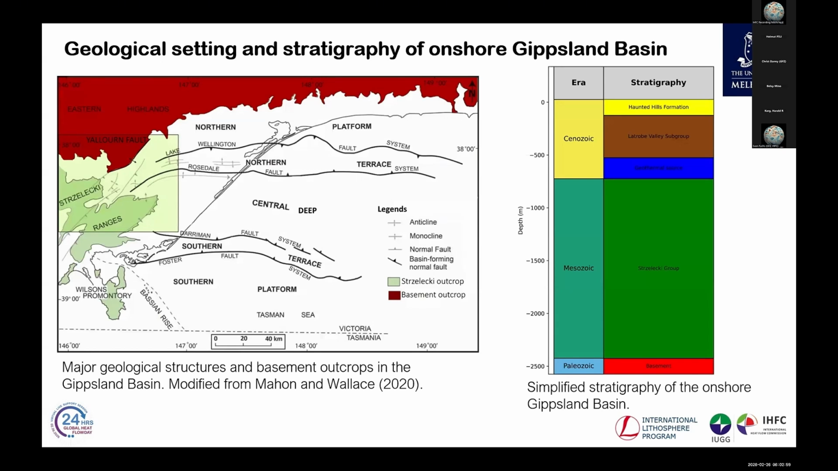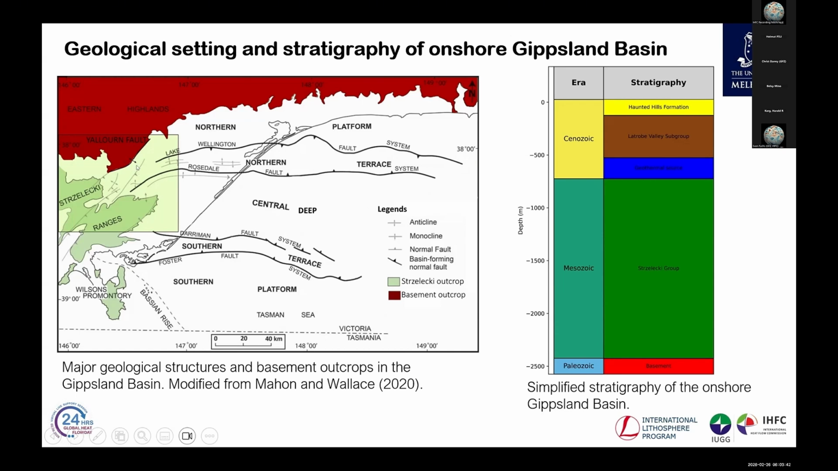Here is the geological setting and stratigraphy of the onshore Gippsland Basin. The left-side map shows the major geological structures and some basement outcrops in the basin. As I mentioned earlier, there are two sections of the basin. This line is the coastline, the boundary between the onshore and the offshore. All the way to the east is the offshore, and this part is the onshore, comprising just 25%. The rectangular greenish shape is the extent of the study area where we are currently conducting the research work.